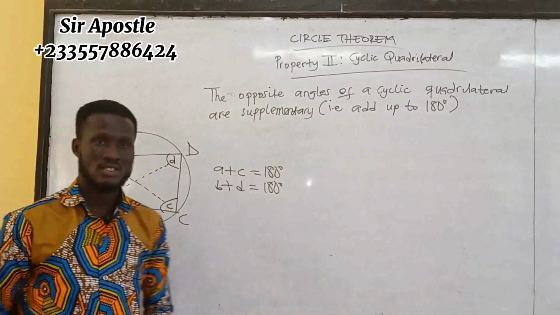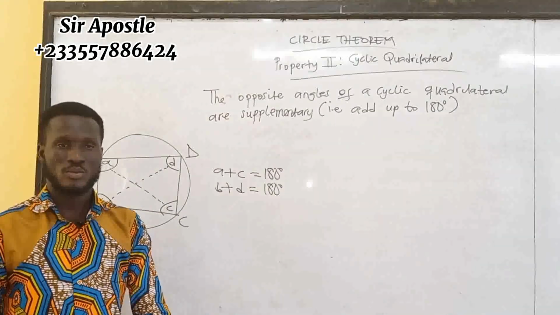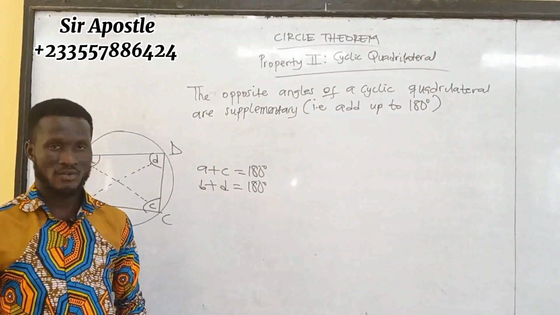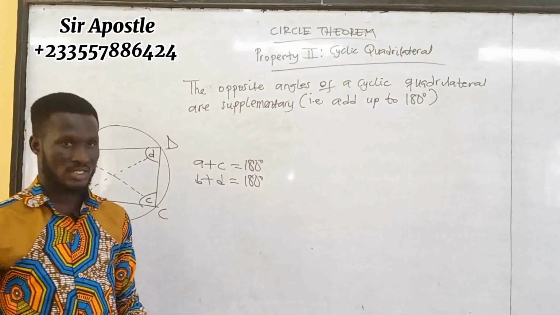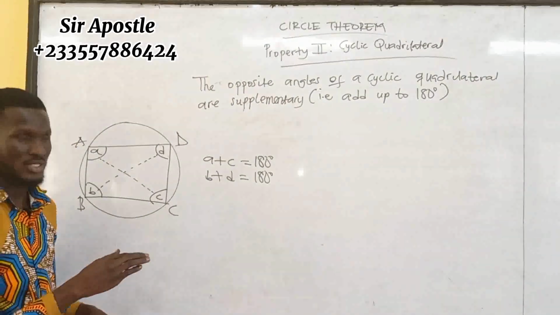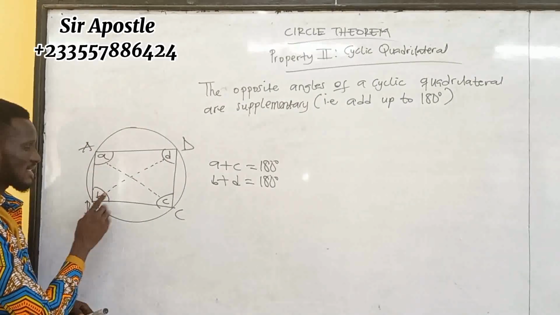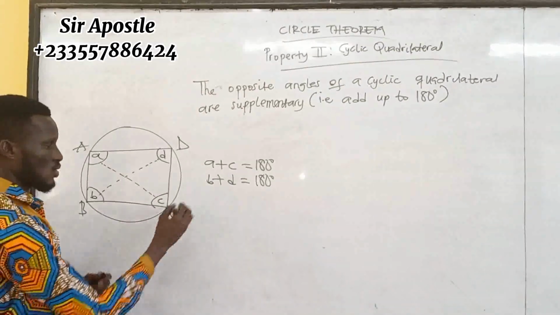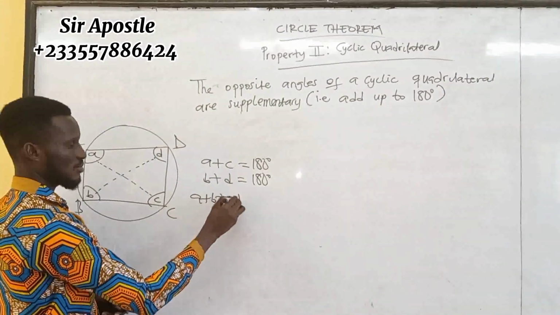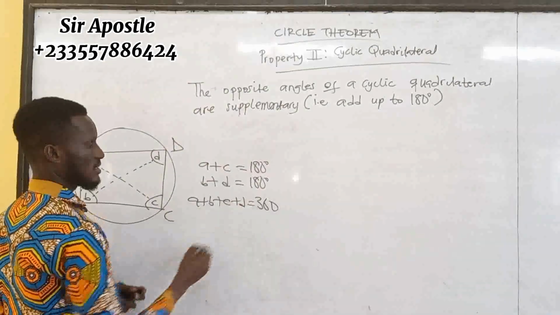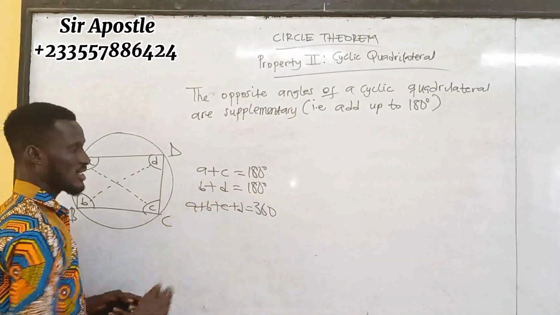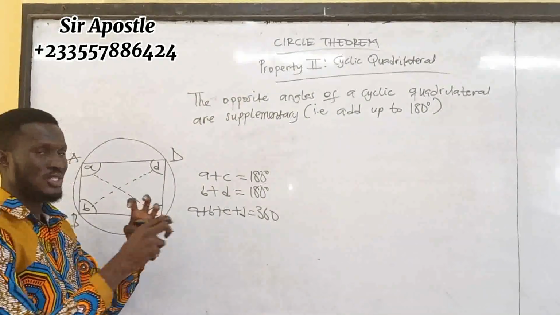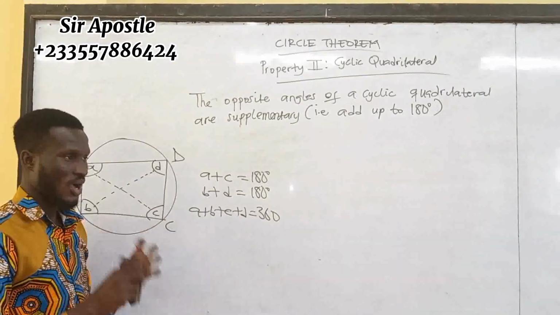But you remember that in our introduction to plane geometry, we talked about the quadrilateral, where the sum of the interior angles of a quadrilateral is 360 degrees. And this one proves that it is 360 degrees. So when we add A plus B plus C plus D, it's supposed to give us 360. We are adding all, just like 180 plus 180, which will give us 360 degrees. So this is the cyclic quadrilateral we are talking about. The opposite angles are supposed to add up to 180 degrees.